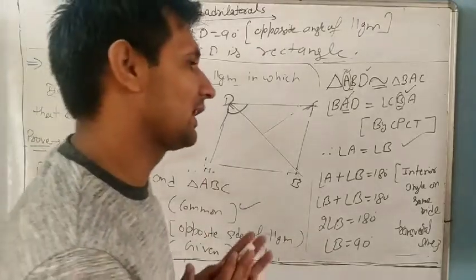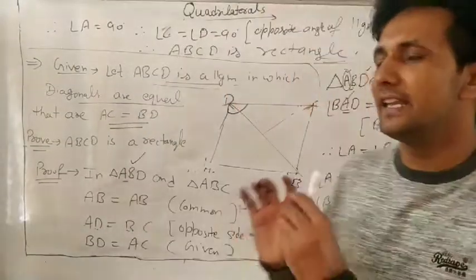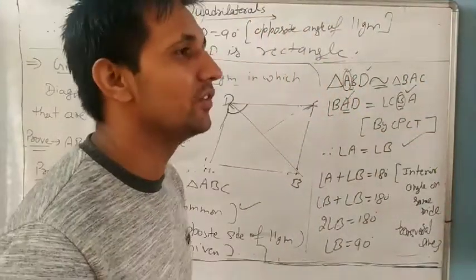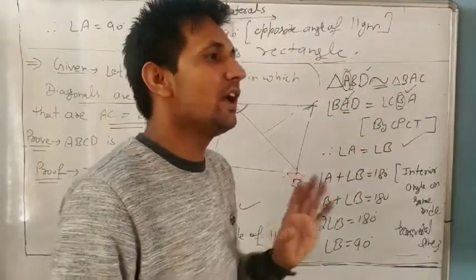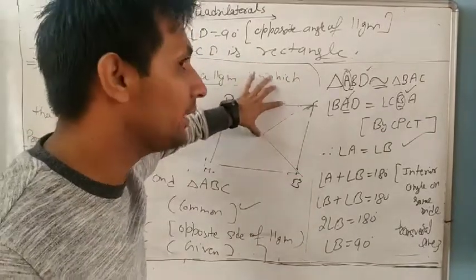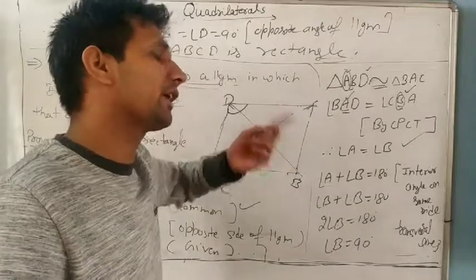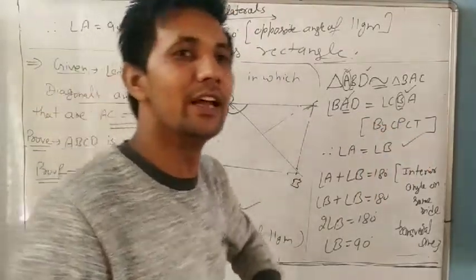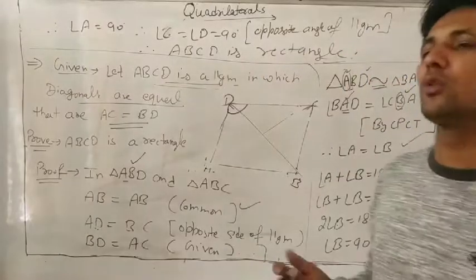Tomorrow, in the next class, we will start our third chapter. It is useful only if you understand how to approach the answer. It is very easy. First read the question and then think what we want to prove. We want to prove that it is a rectangle. So what is the rectangle property? Rectangle means each angle is 90. So we have to show that each angle is 90. Like this you have to approach the answer.